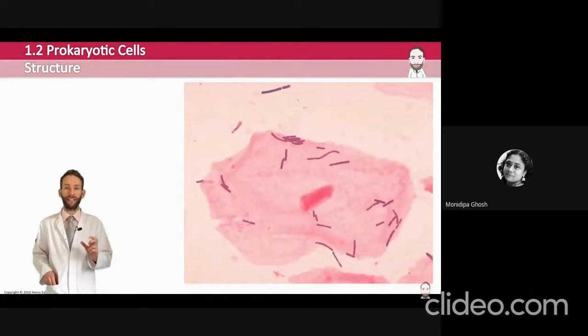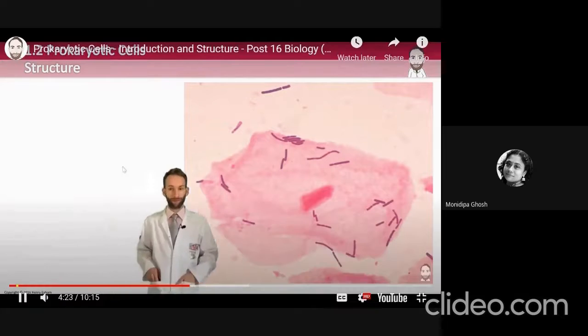You can see that in this lovely picture here, which is of a squamous epithelial cell, a human cell. You can see the pink nucleus in the middle there, and then the cytoplasm surrounding it. And all these little worm-like purple shapes here are actually lactobacillus bacteria. So you can see just how much smaller they are than a typical eukaryotic cell.